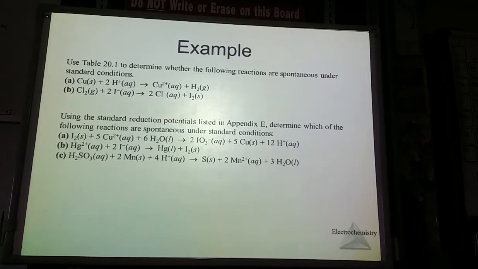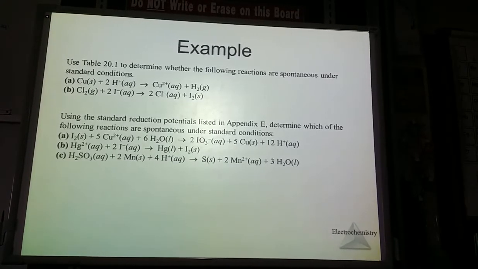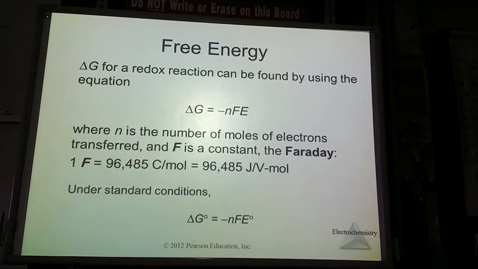They'll be embedded in the questions. They'll give you the cell potentials. You determine if they're spontaneous or not by taking cathode minus anode. If the number is positive, it's spontaneous. If the number is negative, it's non-spontaneous. Now that's opposite to what we know as delta G, because remember, if delta G is negative, that means the process is spontaneous, and if delta G is positive, that means the process is non-spontaneous. So do not get those two mixed up.